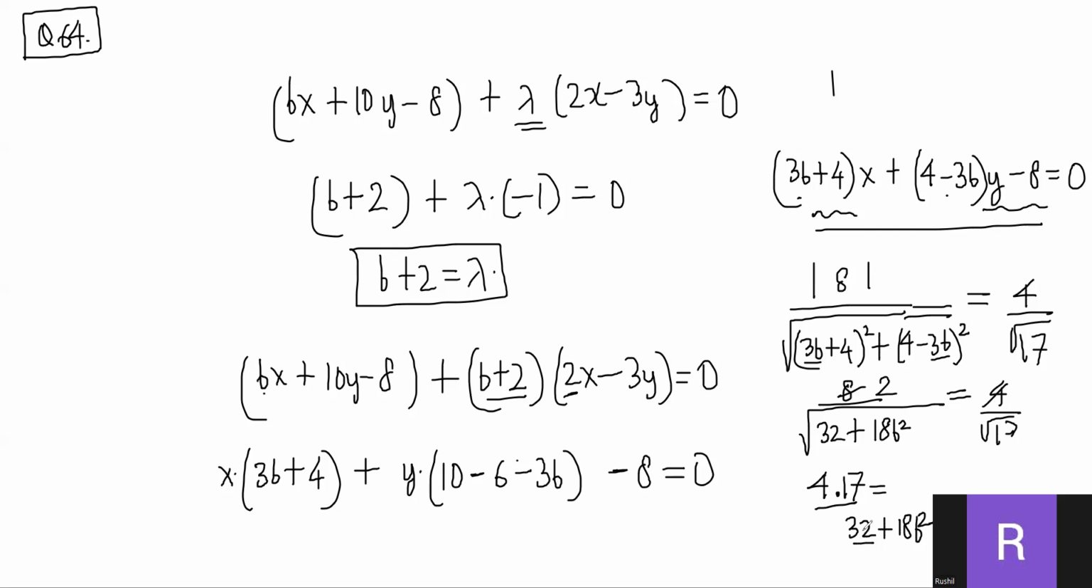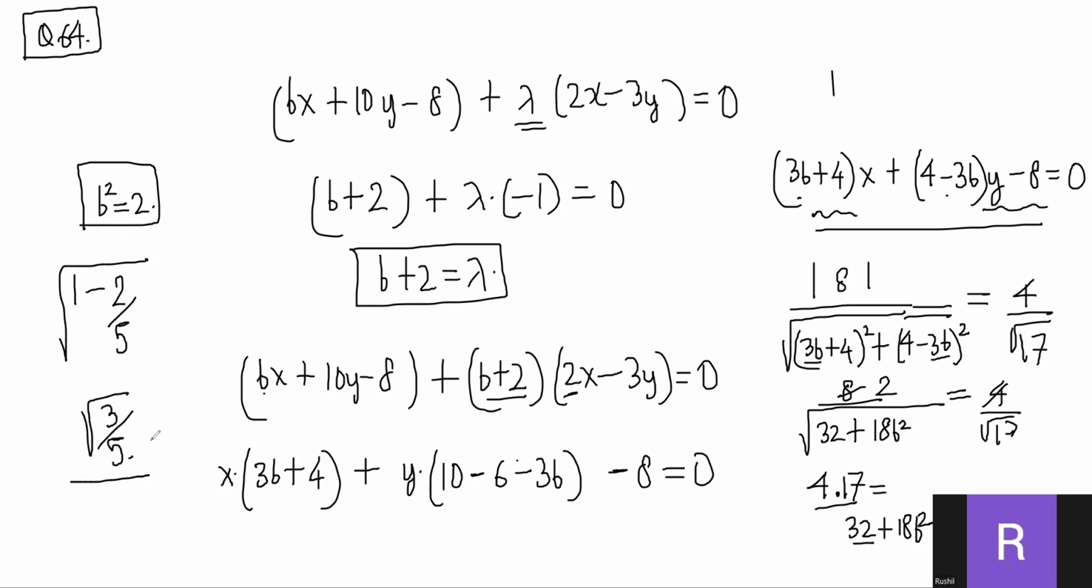So that will give us what? 68 minus 32 is 36. So b square is equal to 2. Right. The eccentricity is going to be 1 minus b square by a square, 2 by 5, root of that. So root over 3 by 5 is eccentricity.